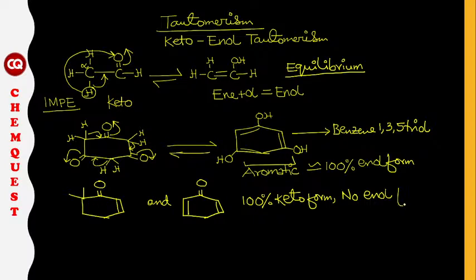You will not find any enol form in this, there is no enol form. So it is the first example, it is the second example, and it is the third example. Now the fourth example is in keto-enol tautomer.